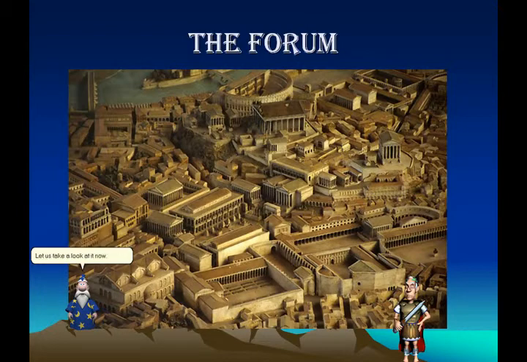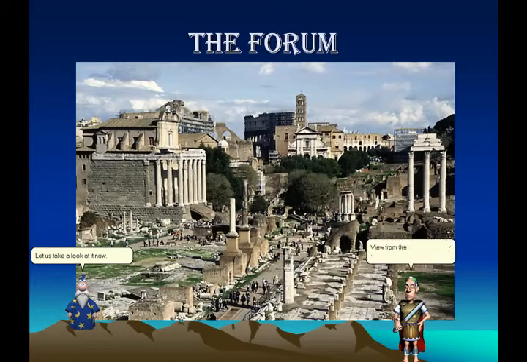Let us take a look at it now. View from the Capitoline Hill. This is how it looks today. On your left you see some green grass. This is what is left of the open-spaced Forum. Here once stood three symbols of Italian agriculture, a fig tree, an olive and a vine.